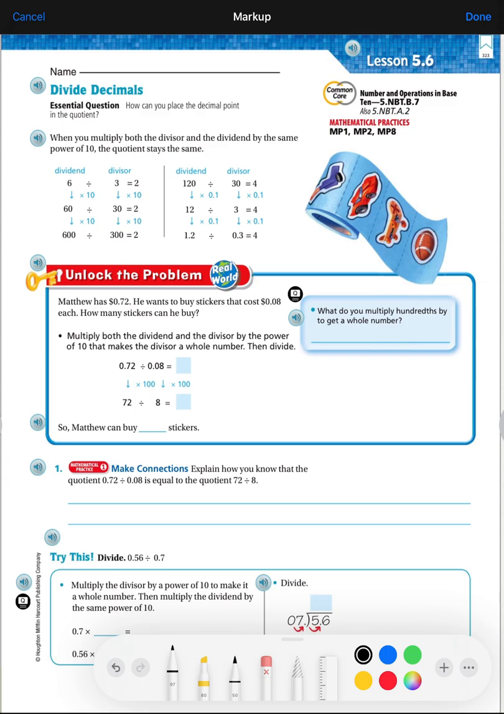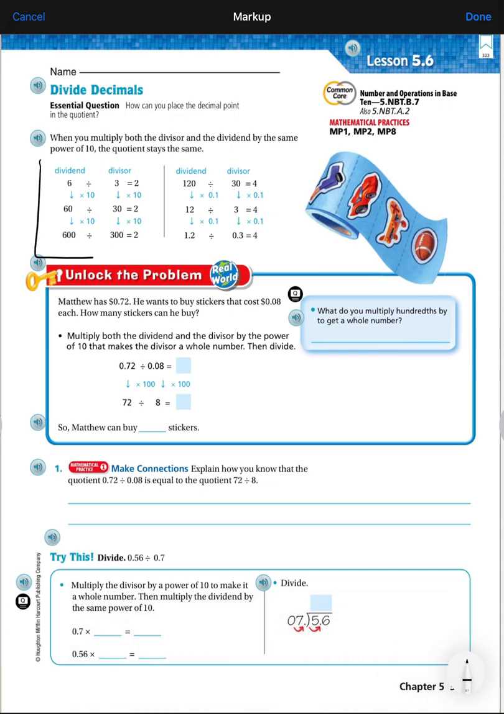Okay, let's go ahead and hop right in because I want to make sure that we have plenty of time to get through some of these together. All right, so we're at the top of page 323. When you multiply both the divisor and the dividend by the same power of 10, the quotient stays the same.